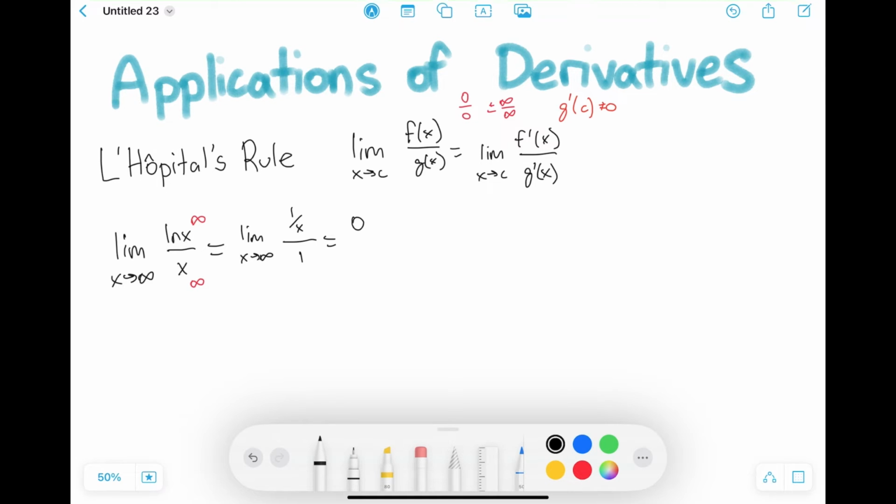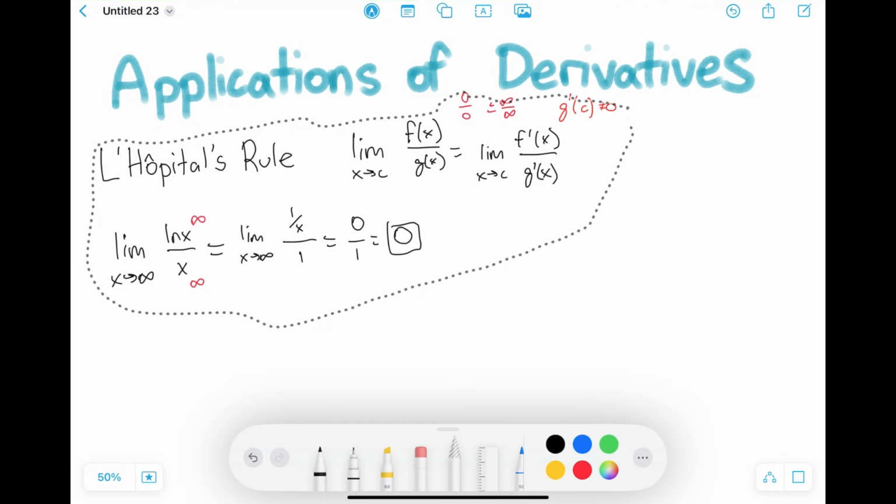It's going to be 1 over a super duper big number, and we divide that by 1. That means that we get 0 as our limit. L'Hopital's is something that, in BC calculus especially, you'll tend to see a lot.